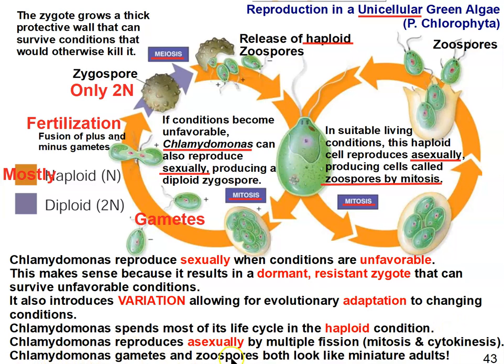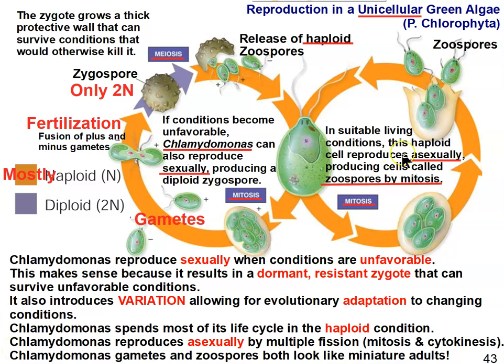So Chlamydomonas gametes, and notice here that the Chlamydomonas gametes and zoospores look like miniature adults. So that's just an interesting observation. It would be as if, like if this was the same in humans, it would be as if our gametes look like little miniature people. Be kind of funny.